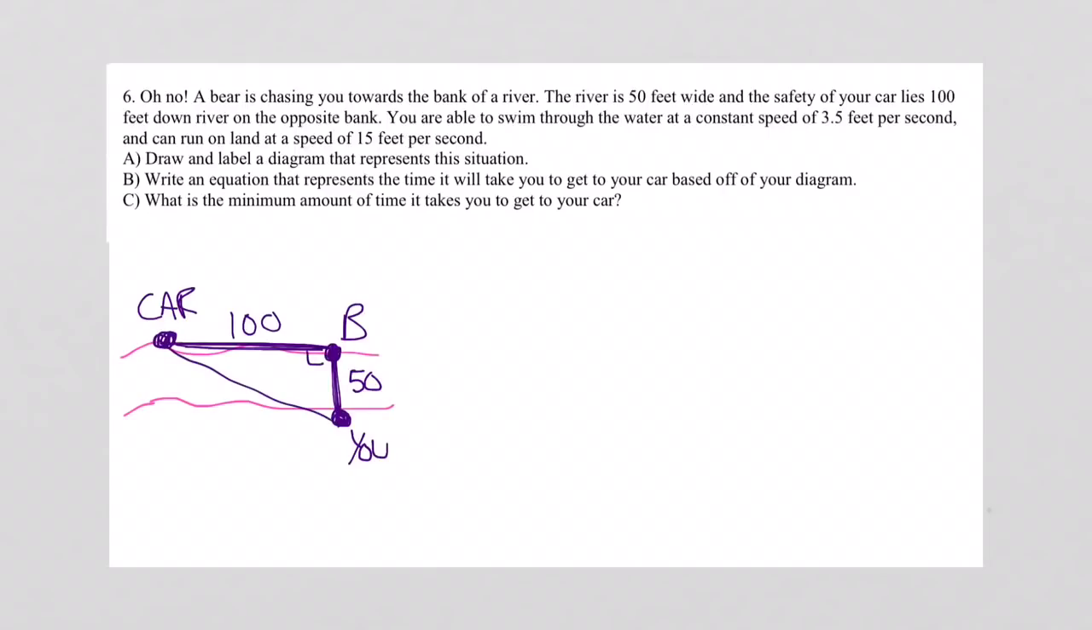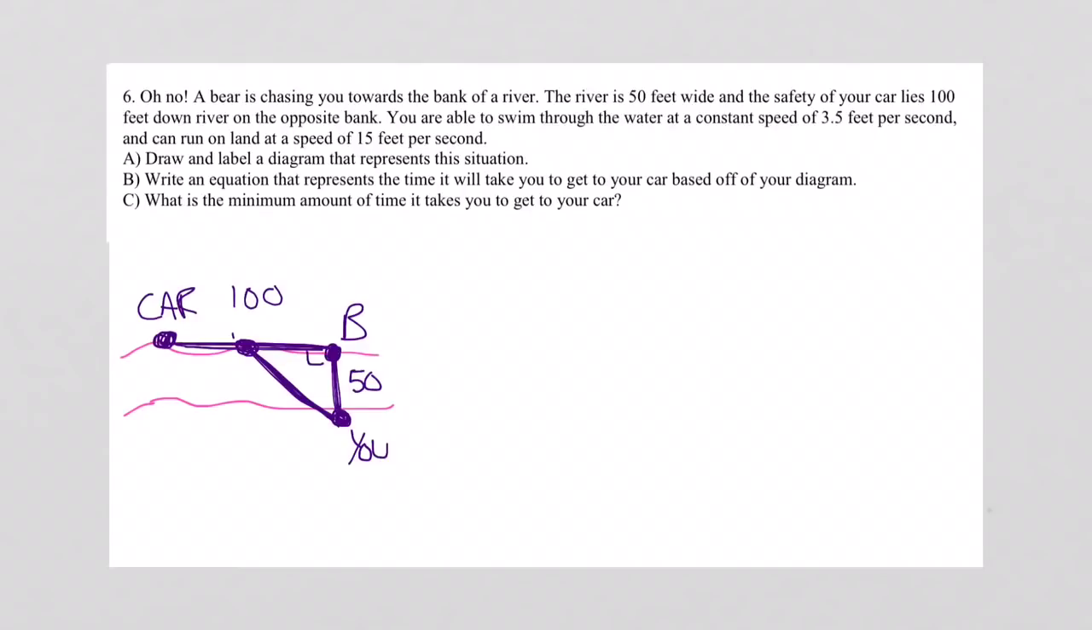Imagine you could swim like that and go straight to the car, right? Or you could swim straight to B and then run to the car. Or you could land somewhere in the middle. And that's where this problem comes to life. So we don't know exactly where we want to land on the opposite bank, somewhere between B and the car, either at B or at the car or somewhere in between. Those are our only options. It wouldn't make sense to swim past it because that would definitely not be the shortest distance.